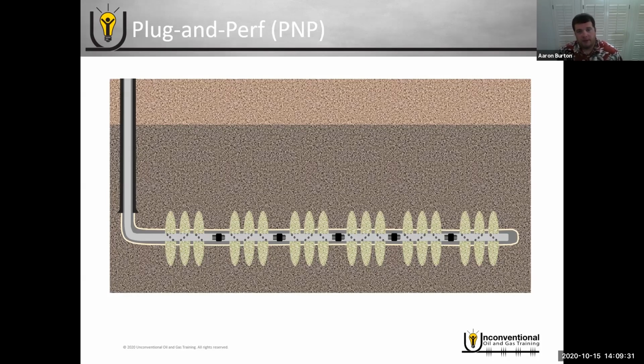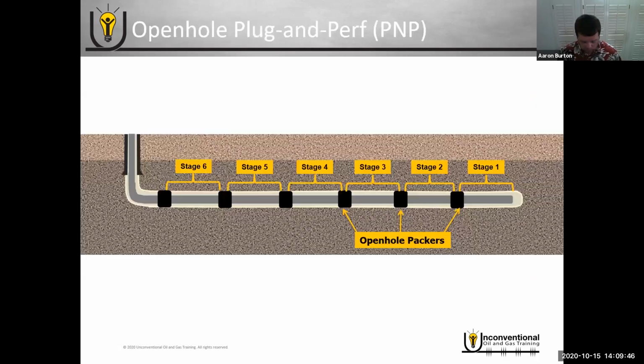Now, once you finish fracturing with a traditional plug and perf, these are composite plugs. So you do have to go in and do a through tubing intervention to mill out the plugs. And then once you've milled out the plugs, you can put the well on production.